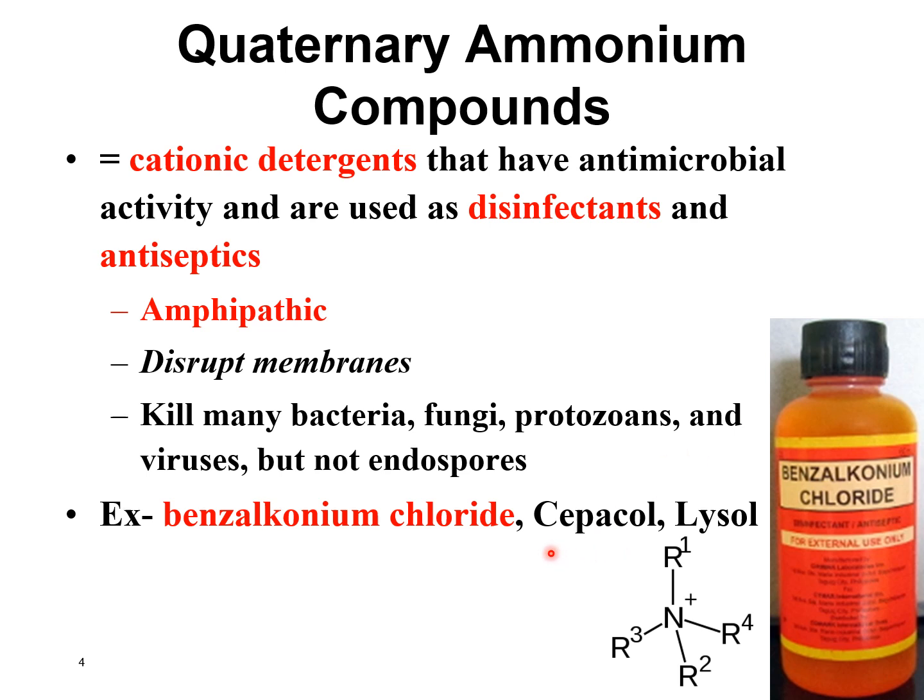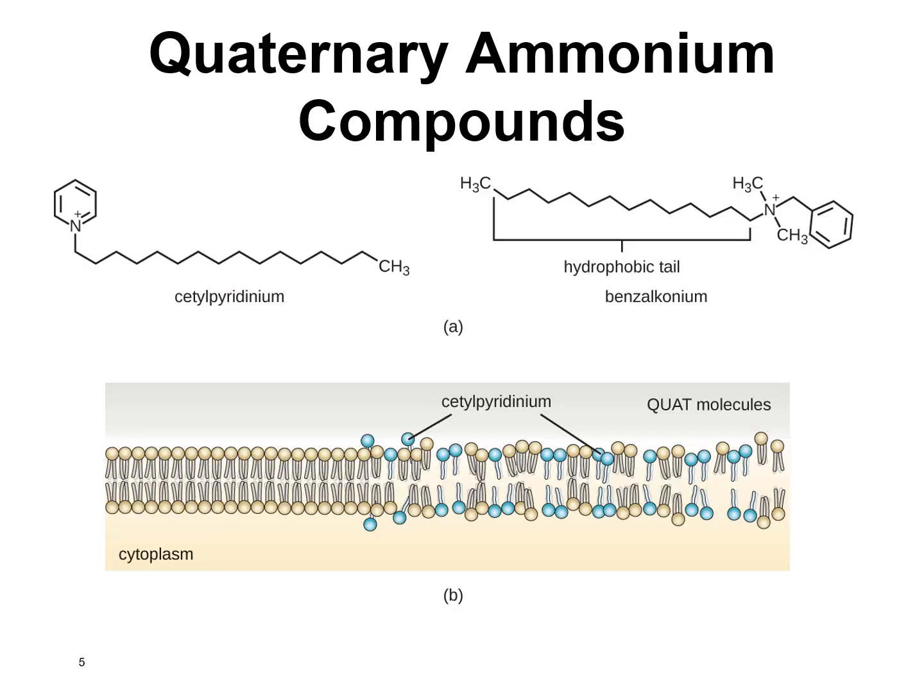Another example of a quat would be Cepacol, which is a mouthwash. And Lysol is another quat, so that's one of our household cleaners. And this is just a picture of what the quats are doing. This one's showing you Cepacol in blue, and you can see how it's gotten into the plasma membrane and it's disrupting it. And so the plasma membrane doesn't stay together, and then things start leaking out of the cell, and that will kill the microorganism.